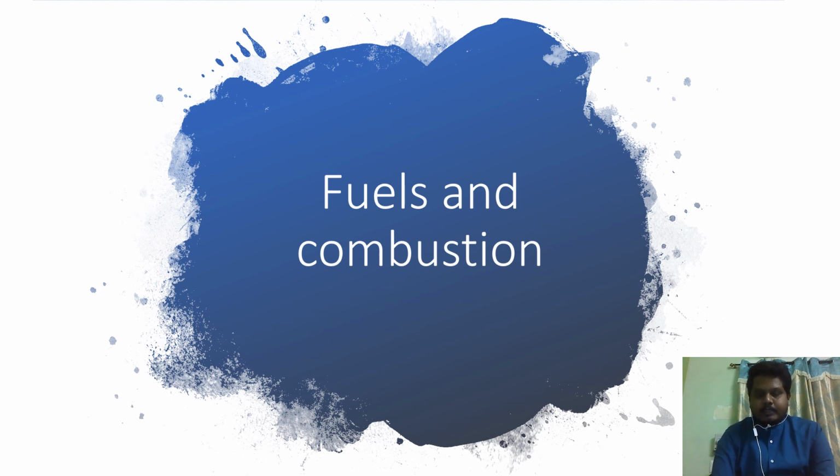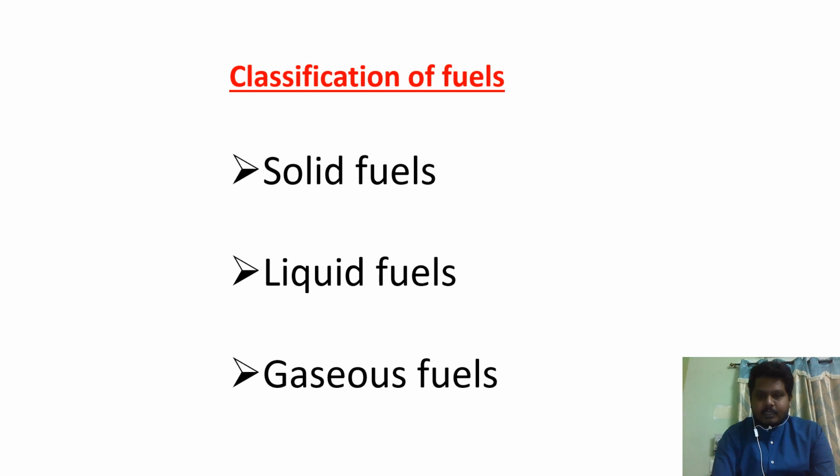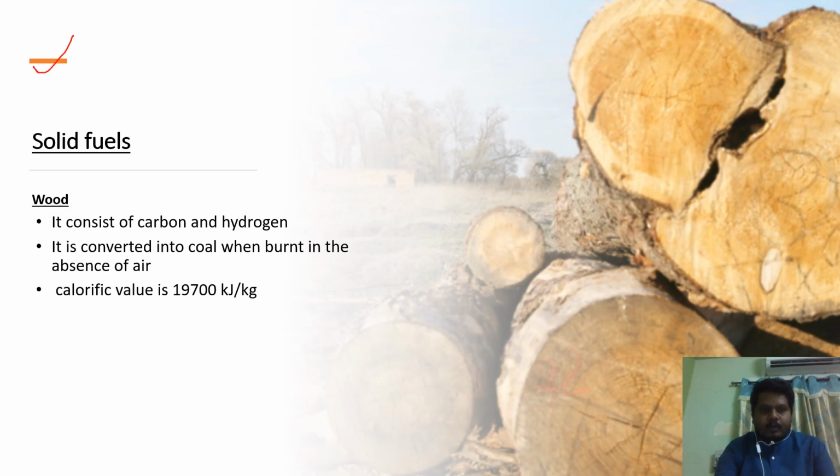Generally in boilers, we may use solid fuels, liquid fuels. Sometimes we also use gaseous fuels. Now let us see different types of fuels one by one. Classification of fuels: solid fuels, liquid fuels and gaseous fuels. Let us start with solid fuels.